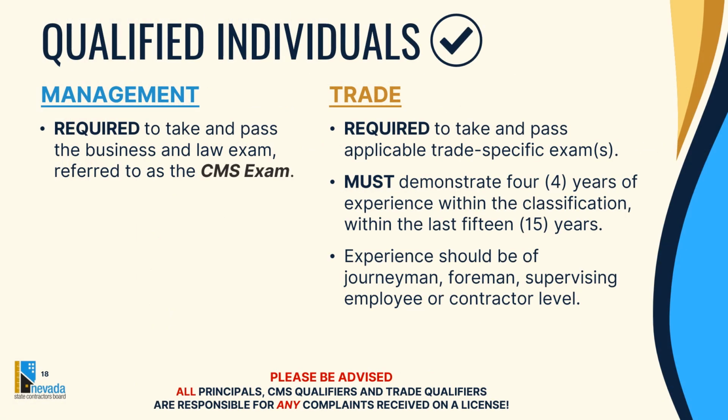Each contractor license must also identify qualified individuals on the application. You will choose a management law qualifier and a trade qualifier. This can be the same person or 2 different individuals. While there are no requirements for who takes the law exam, trade qualifiers must demonstrate 4 years of experience at the journeyman, foreman, or supervisory level in the applying classification within the last 15 years. Again, principals and qualifiers share responsibility for maintaining compliance with licensing requirements.